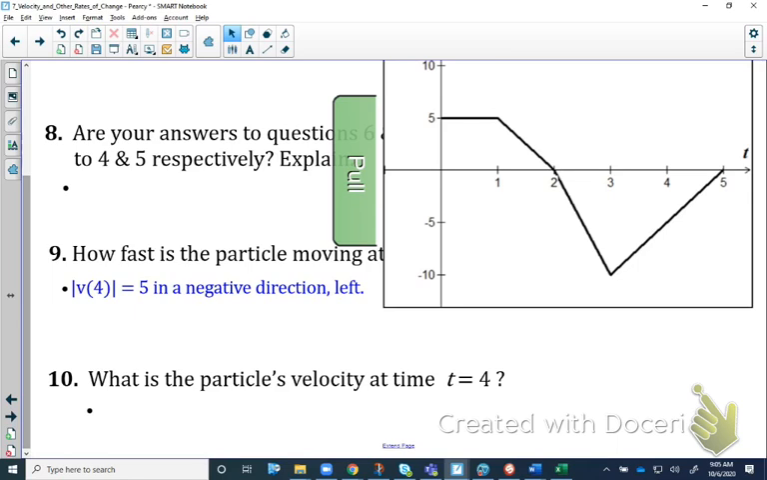What is the particle's velocity? Well, that's the same number, but now we're going to take the negative into account to indicate the direction that it's moving.